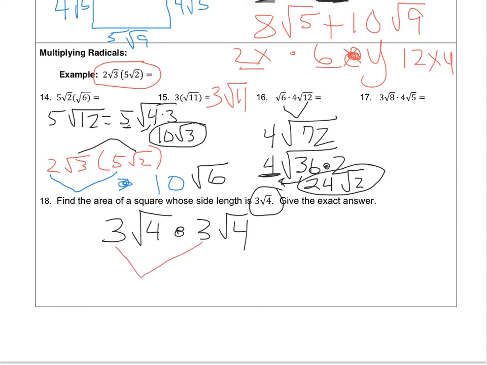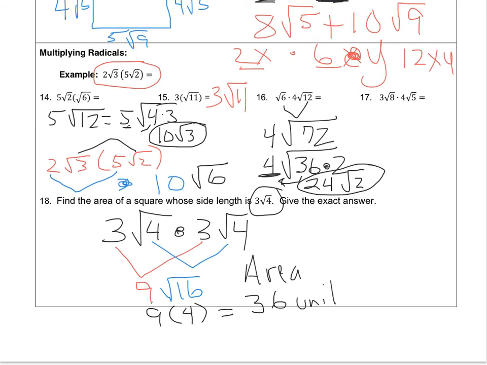Now, at this point, it doesn't matter how you do it, but I'm going to multiply those two things together. What's 3 times 3? It's 9. And then I'm going to multiply my two square roots together. Well, what's 4 times 4? It's 16. So I have the square root of 16. All right? Well, isn't the square root of 16 a perfect square number? Yeah, it is. And so the square root of 16 is just 4. And so I still have this 9 out here. So what's 9 times 4? It's 36. And so this square has an area of 36 square units.